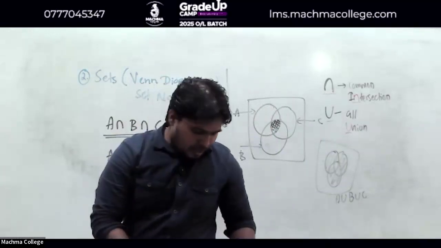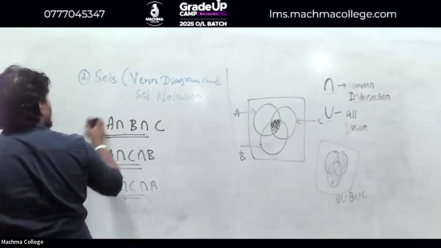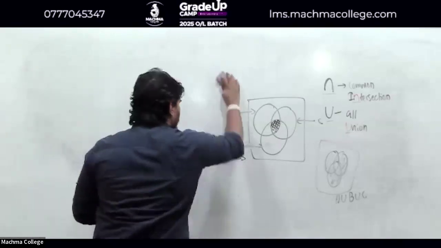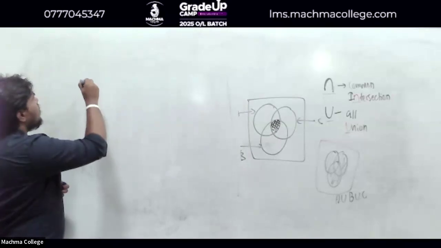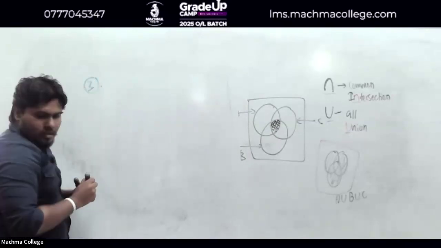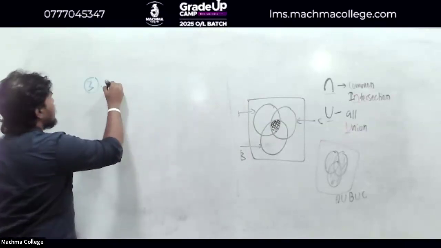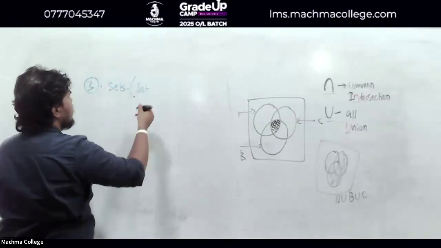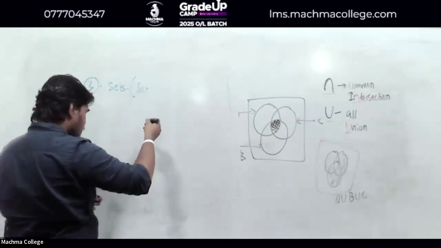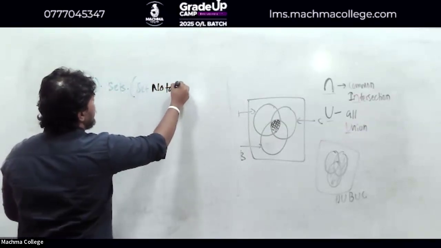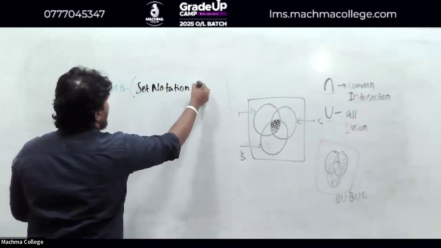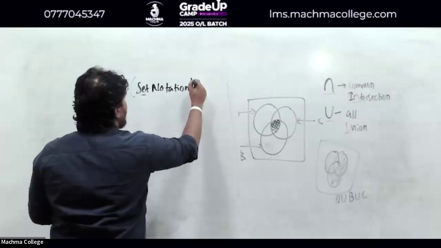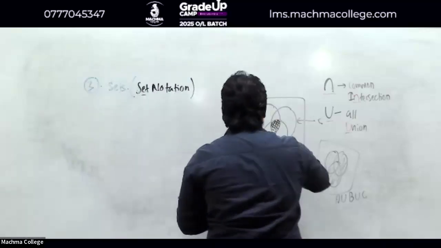Okay, great. Third question. Third question is also from sets. Again from set notation. And Venn diagram. Sorry, no, only from set notations. Now, what's the relevant theory part we are going to learn in this?